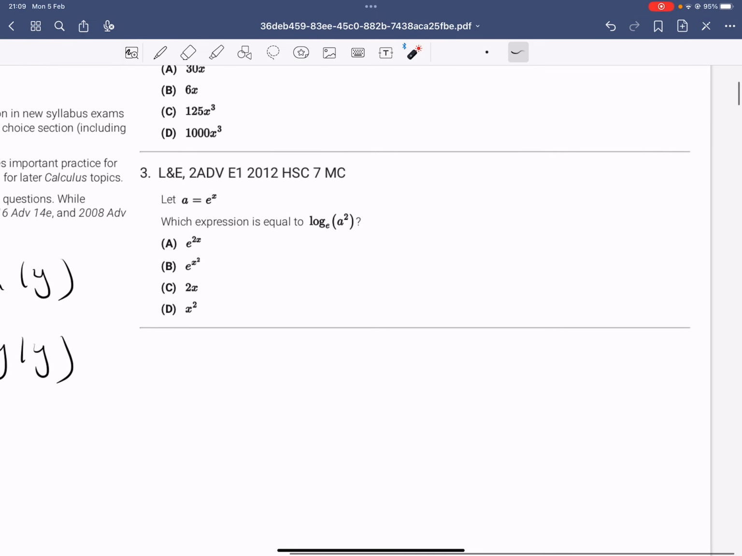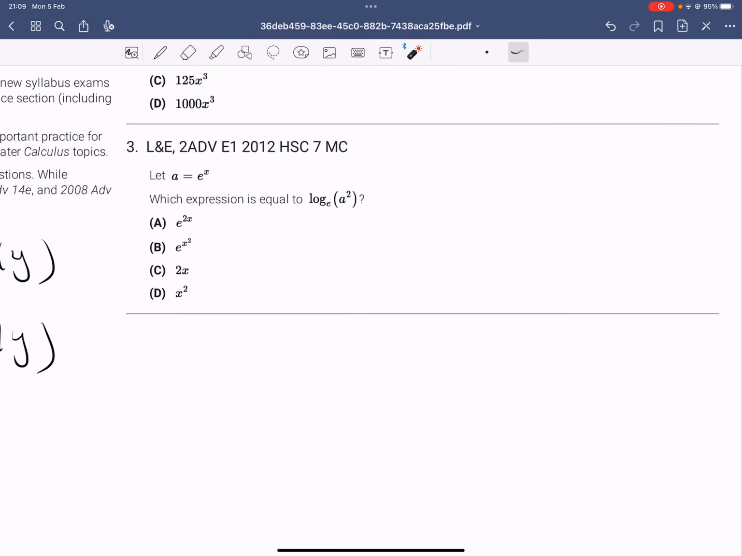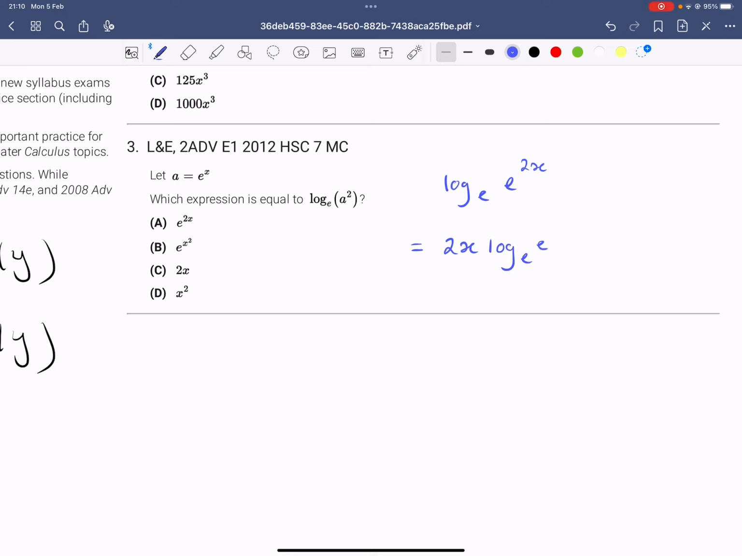We're going to start down here at question 3. We've got let a equal e to the x, which expression is equal to log base e of a squared. We might note that log base e has a more common form, ln, or the natural logarithm. We're told a is e to the x, so a squared is e to the 2x. Using our power rule of logarithms, we can bring down the power, and it's 2x log base e of e.